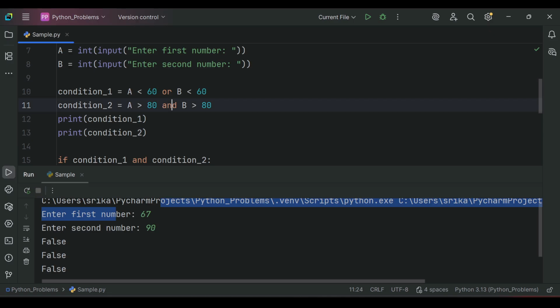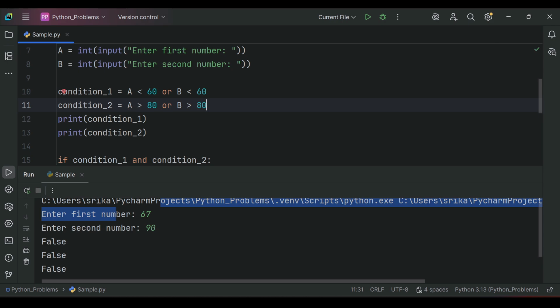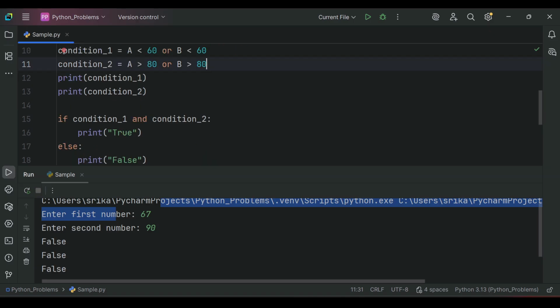Sorry, for any of the given, that's why here OR will come. I am sorry. Now see, this is false and this is also false, then the output should also be false. The output is always false. Why? Because this is false and this is false. Both the given conditions are false, then the output should be false.